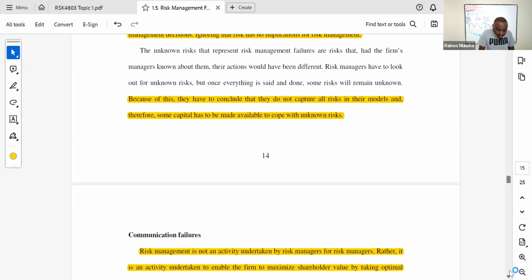But because of this, they have to conclude that they do not capture all risks in their models, and therefore some capital has to be made available to cope with unknown risks. That's why you see that many models formulated for risk measures always take into account an excess element, which means that whatever amount you're saying you're going to cater for, you also need to cater for the unknown risk by accounting for the excess element as well.